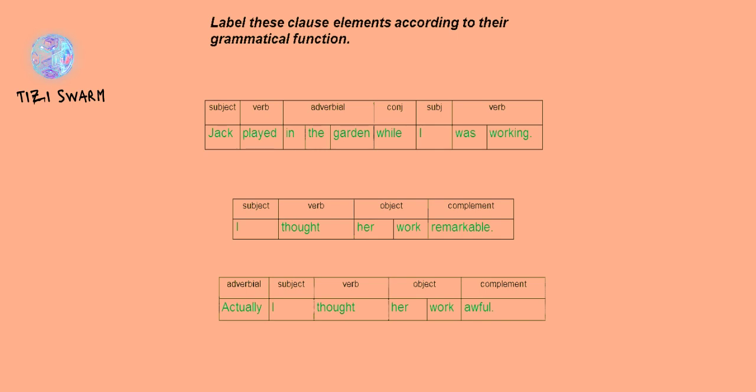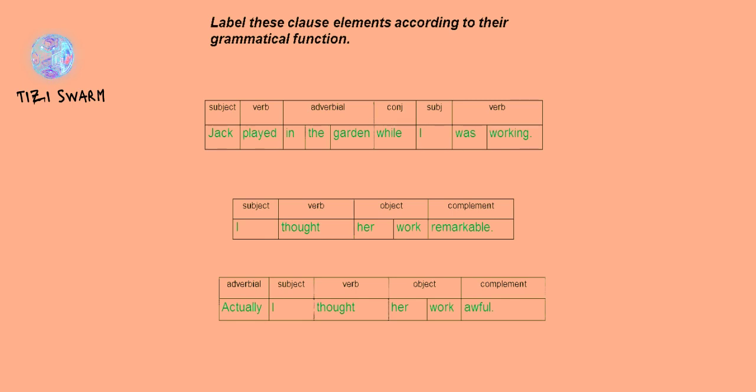So that's what you should have. You can see down in the 3rd sentence, the adverbial, as I said earlier, that's actually come at the beginning of the sentence there: subject, verb, object, complement. The adverbial in this sentence could go at the end. We could say, "I thought her work awful, actually." But it can also go at the beginning. "Actually, I thought her work awful." So adverbials can, in certain contexts and in certain sentences, swap their position. Okay.